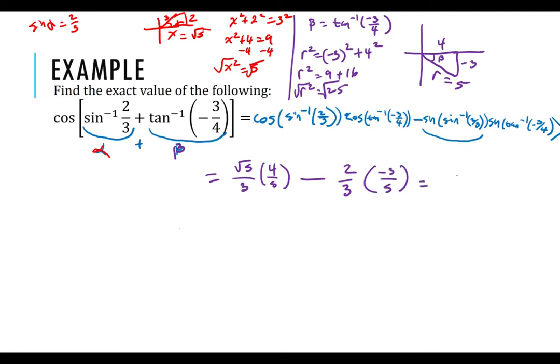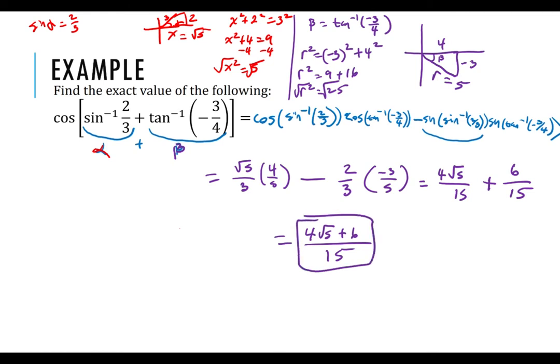Then what do we get? I can clean this up a little bit. That's going to be 4 root 5 divided by 15 minus, well, that's really negative 3 times negative, or positive 6/15. And then if we want to clean it up even further and write it as a single term, that's going to be 4 root 5 plus 6 divided by 15. 4 and 6 have a greatest common factor of 2, but 2 won't simplify with 15, and so there's our solution, and I claim we're finished.